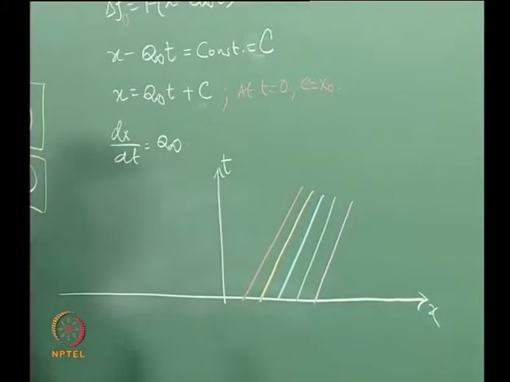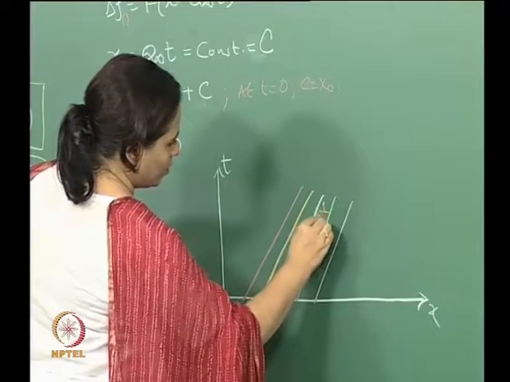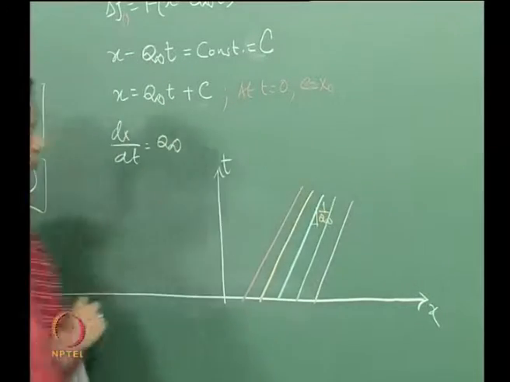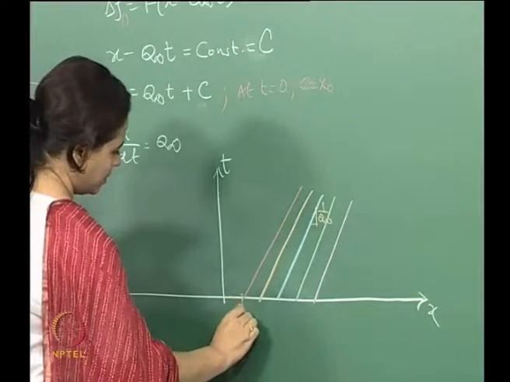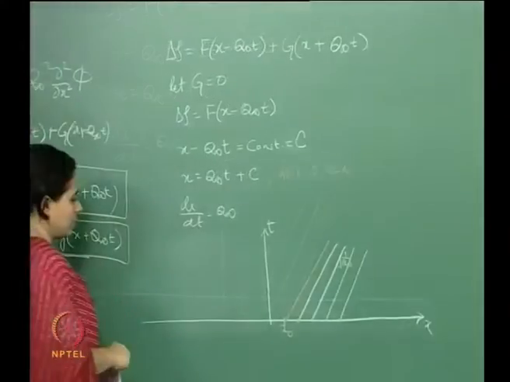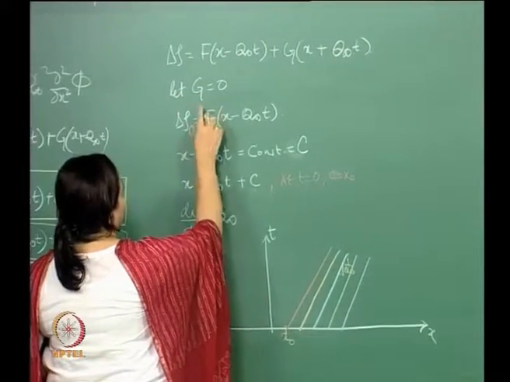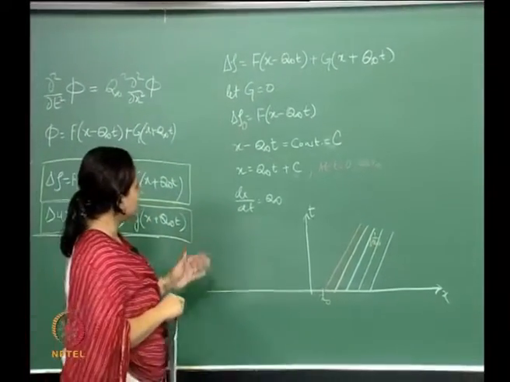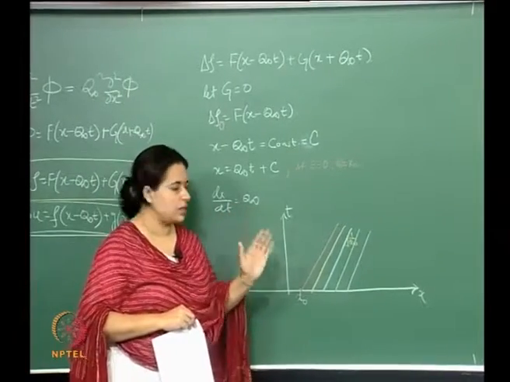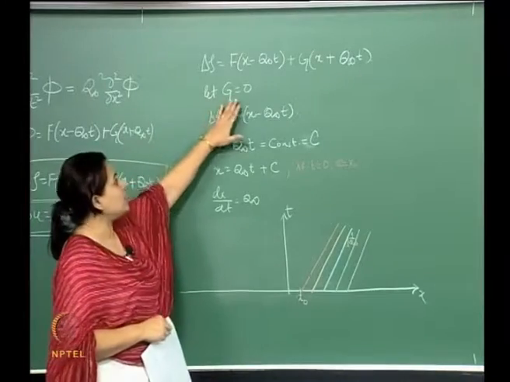So, they all have the same slope. Okay. So, let me just draw the slope over here, which is 1 by q infinity. Okay. So, now, and say this is x naught. Okay. Now, what we had taken is g is equal to 0. So, now in this case what we call this, okay. So, we'll come to that later on. So, we said g is equal to 0.